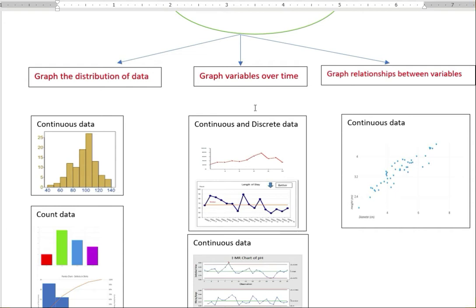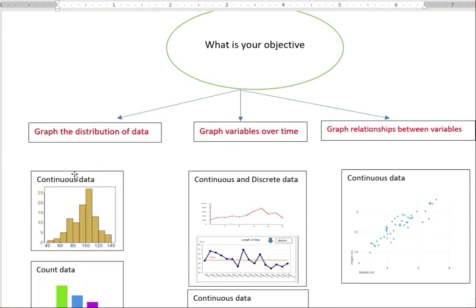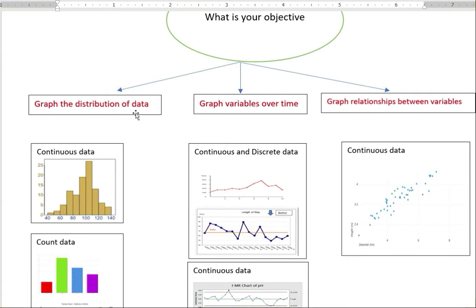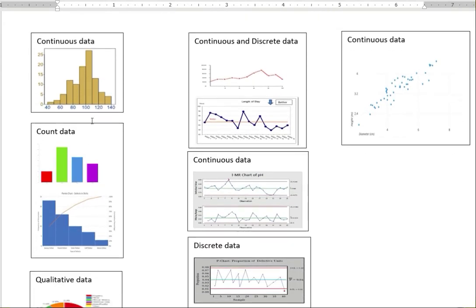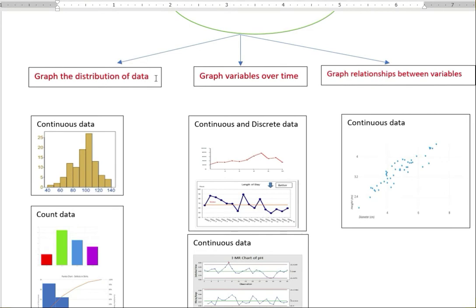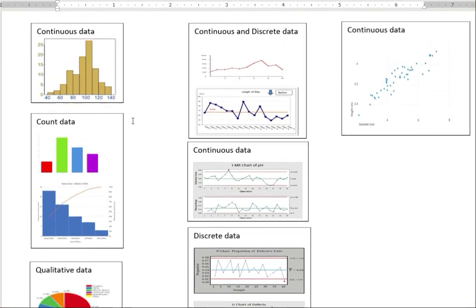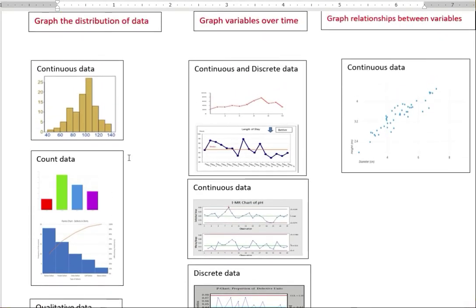So now we'll see the first question we need to ask: what is your objective? Graph the distribution of data, graph the variable over time, graph the relationship between two variables. If you want to show the distribution of the data, we can use histogram, bar chart, Pareto chart, pie chart. These are the options under distribution of data. Why are there four graphs? What is the difference?